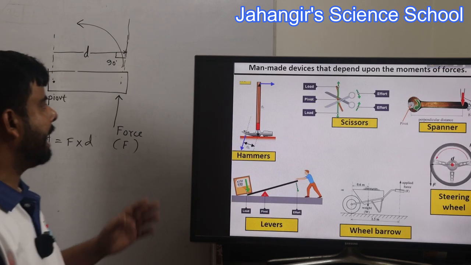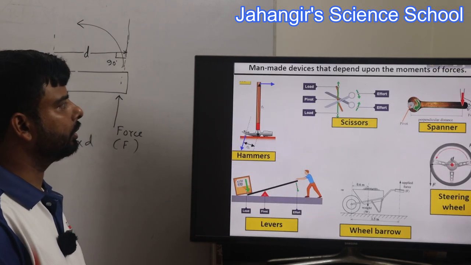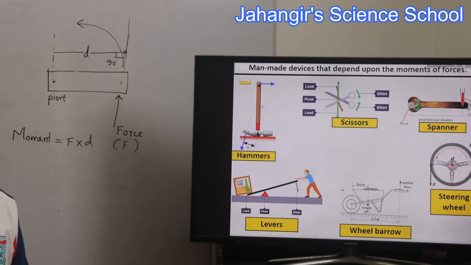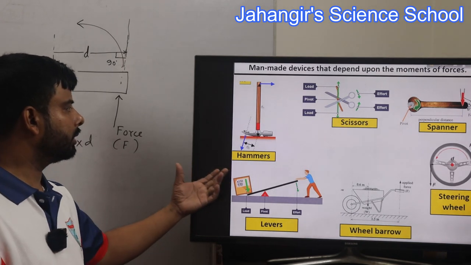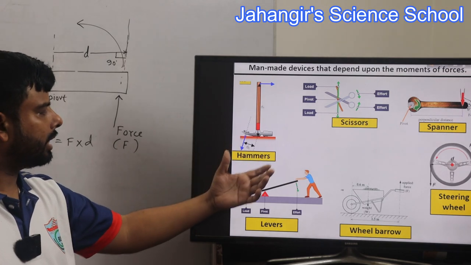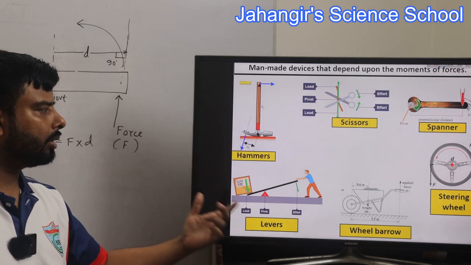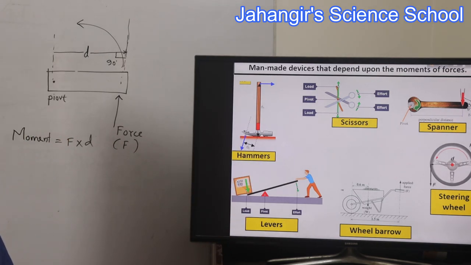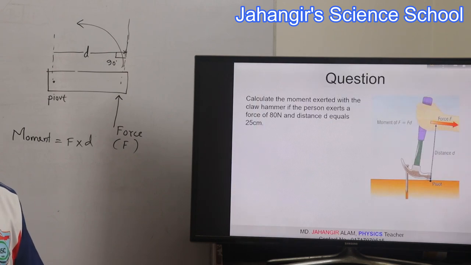Now, man-made devices that depend upon the moments of forces. Moment of a force: hammer, scissors, spanner, levers, wheelbarrow, steering wheel use the turning effect of force, or moment. There is a mathematical problem.